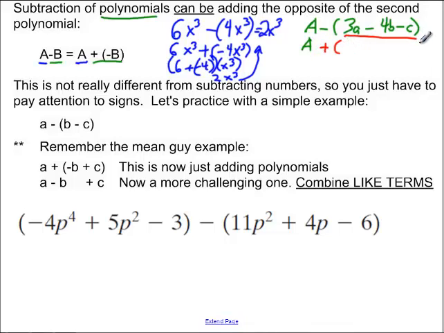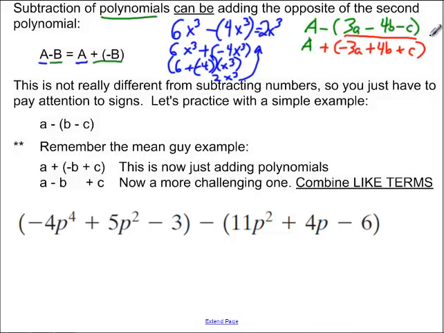When we add the opposite, we're adding the opposite of each of these terms. The opposite of 3a is negative 3a. The opposite of negative 4b is plus 4b. The opposite of negative c is plus c.